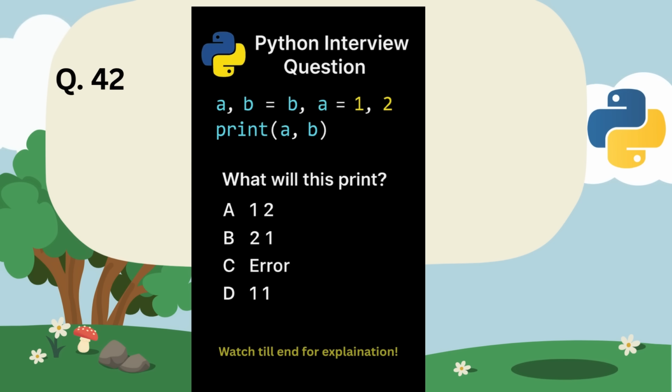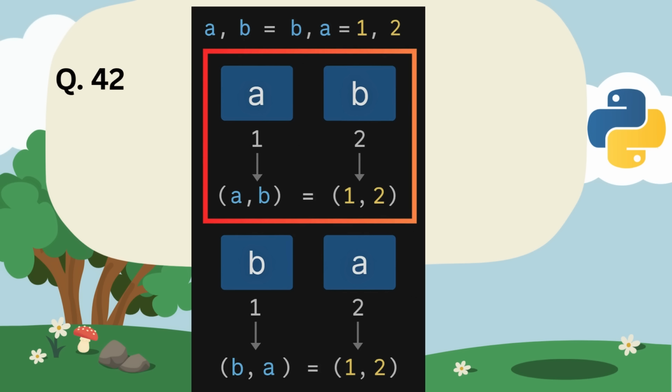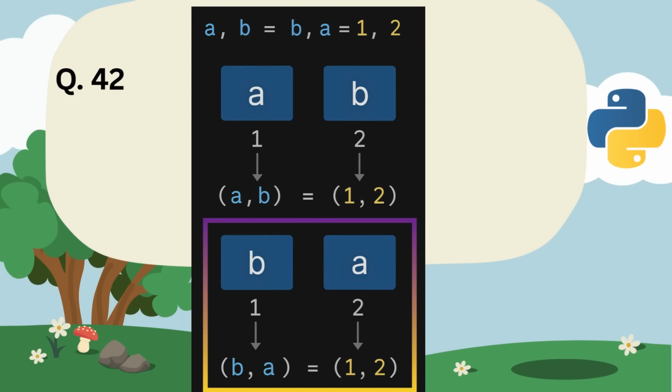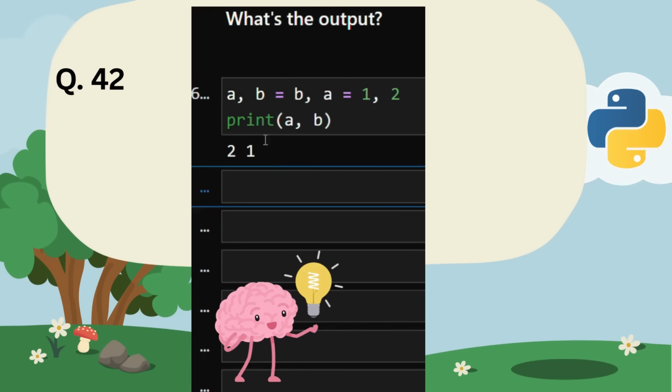What will this print? Take a moment and drop your guess in the comments. The key is that Python first builds the tuple 1, 2 once, and then unpacks it twice, first setting A equals 1 and B equals 2, then unpacking again as B, A equals 1, 2, which overwrites the earlier values. That's why the final output is 2, 1.